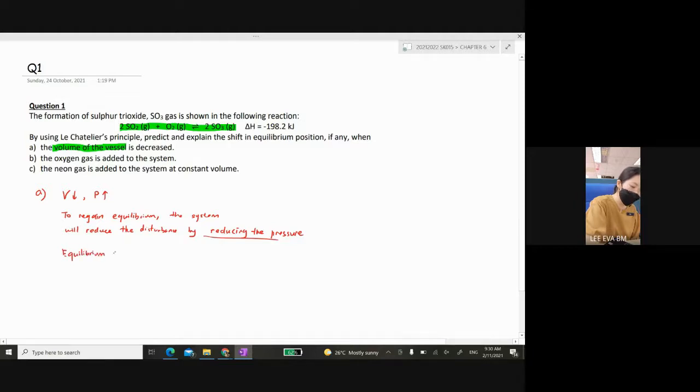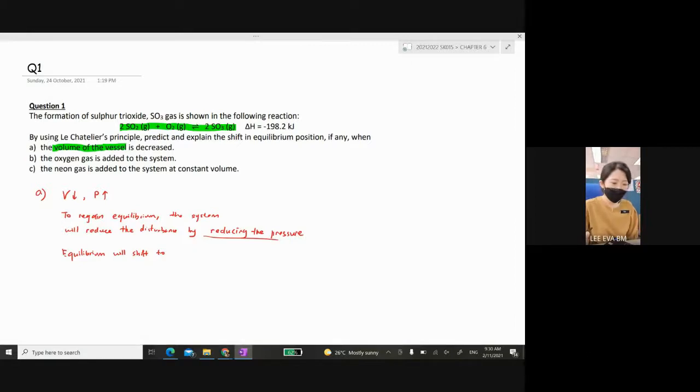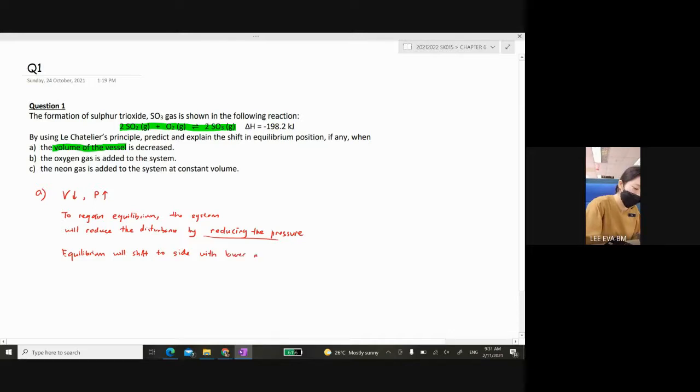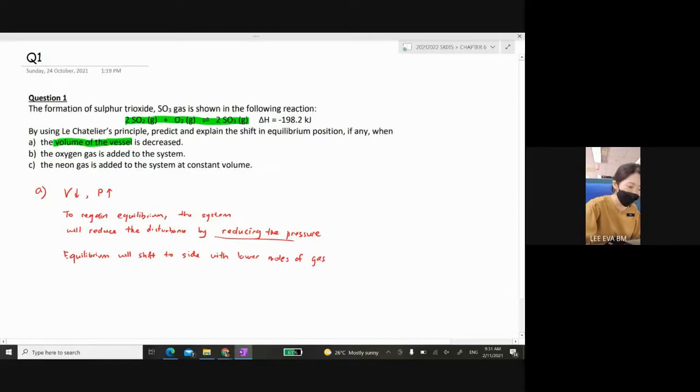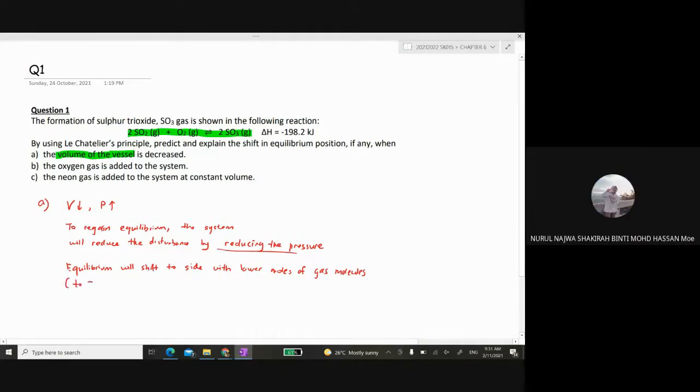So where does the equilibrium shift? Equilibrium will shift to the right. But before saying right, what do you have to mention first? To the side with fewer, lower moles of gas. Can you see my writing? Okay, with lower moles of gas molecules. So is it towards the right or towards the left? To the right.